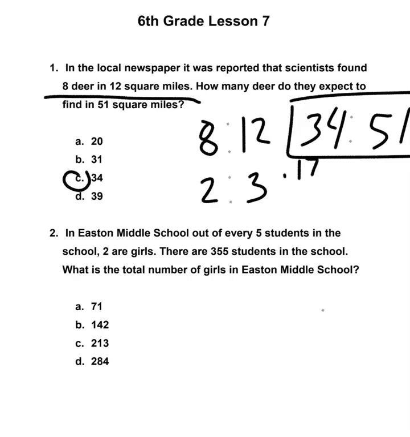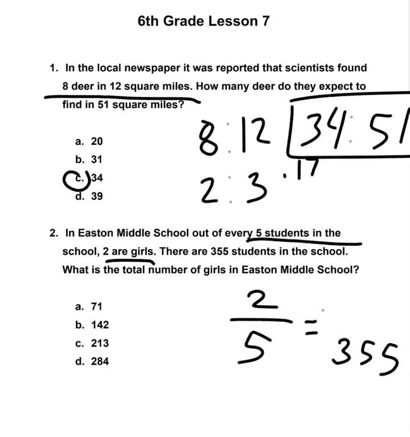In Easton Middle School, out of every 5 students in the school, 2 are girls. There are 355 students in the school. What is the total number of girls in Easton Middle School? So out of every 5 students, 2 are girls. And then there is a total of 355.